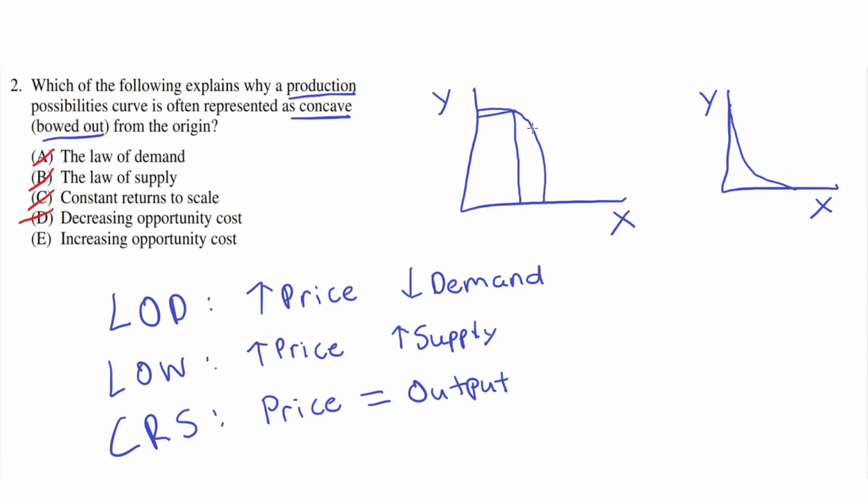But if we were to move to the point here, then a certain amount of good x could be produced, and even less of good y could be produced. So we can clearly see that the difference here is less than the difference here, meaning that as we produce more of good x, it costs more of good y. So we're able to produce less of good y. Therefore, increasing opportunity cost is the correct answer.